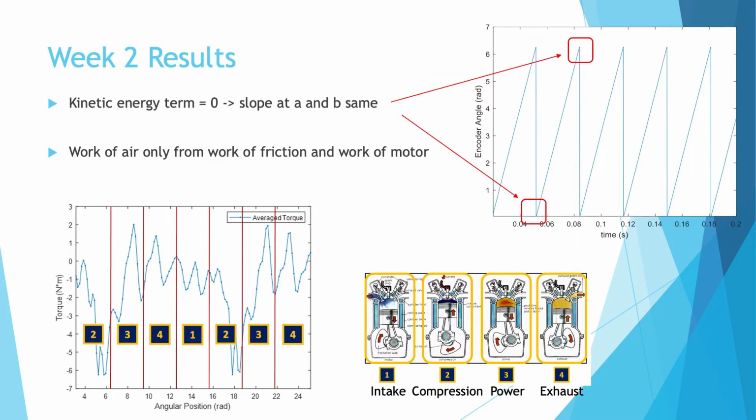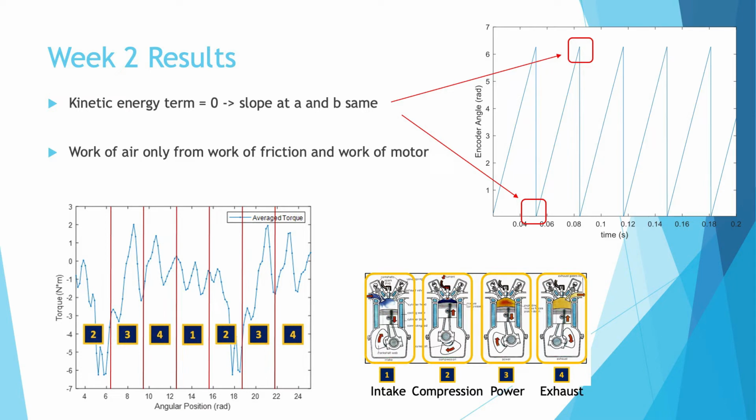From our results, we were able to determine that the kinetic energy term went to 0 because the angular velocity at the beginning of a stroke and at the end of the stroke were equivalent. So we were able to determine that the work due to air was only a result of the work from friction and the work of the motor.